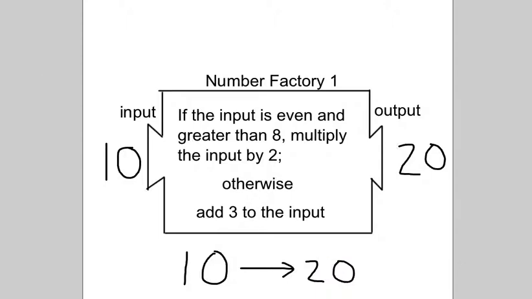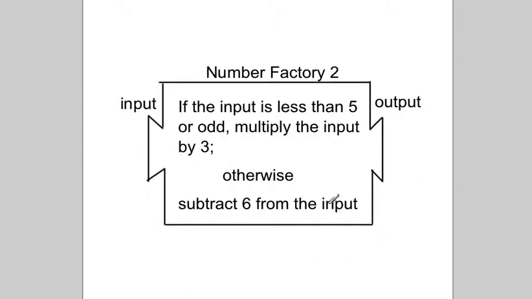So let's try another number factory here. Let's try number factory 2. This one says if the input is less than 5 or odd, multiply the input by 3. Otherwise, subtract 6 from the input. So let's test a number like 4. The number 4 is less than 5 or odd. Now remember, for an OR statement, only one of them needs to be true, so this satisfies this first part. It's not odd, but it is less than 5, so we're going to multiply the input by 3. Therefore, 4 is going to pair with 12.